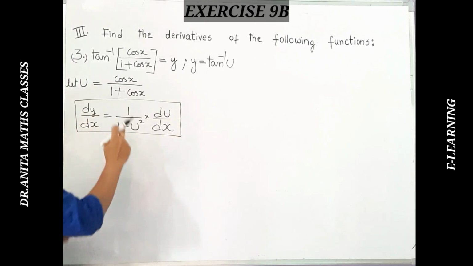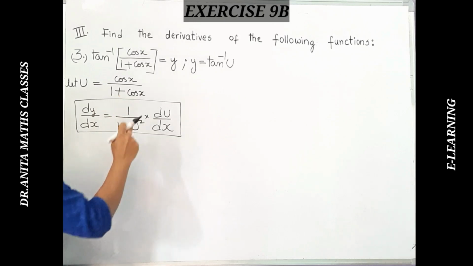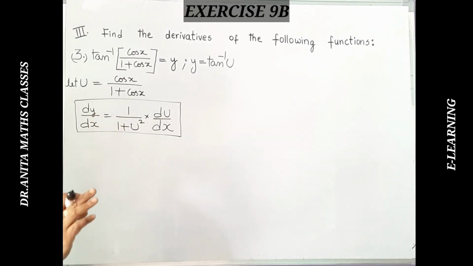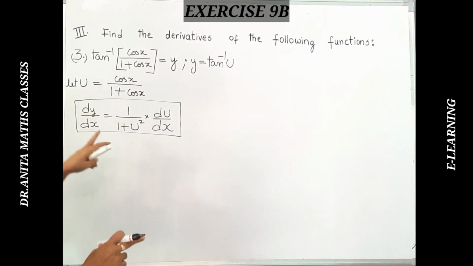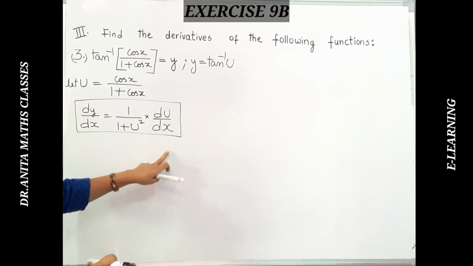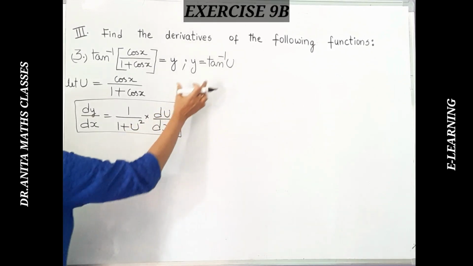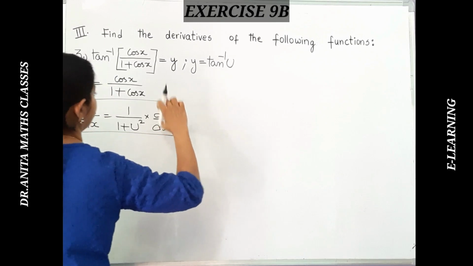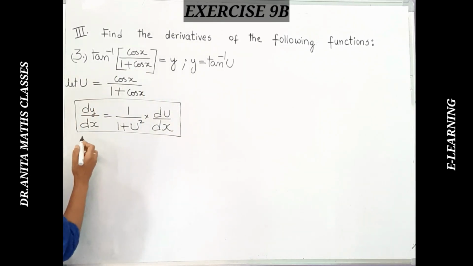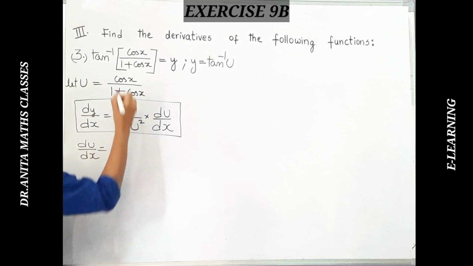Here, see this. In the previous two problems, we had 1 upon under root 1 minus u square and minus 1 upon under root 1 minus u square. That is for cos inverse and sin inverse. But for tan inverse, it is 1 upon 1 plus x square here. X is u. So again, with the chain rule, I have to do the derivative du by dx. Here first, we will find du by dx. Okay, this is u. So let me find du by dx.